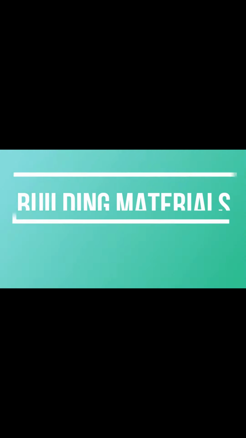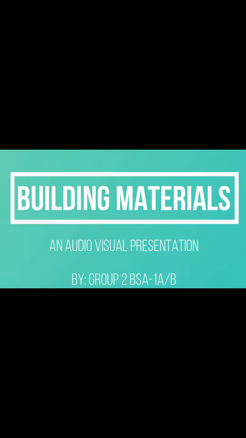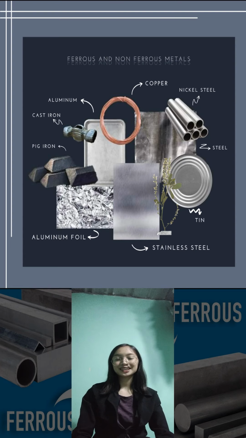For today's video, we're going to take a look and discuss some construction materials, specifically ferrous and non-ferrous metals. First on the list is aluminum. Aluminum is a lustrous silver-white non-magnetic metal which is mainly used for window and door frames, panels, roofings, and sidings.